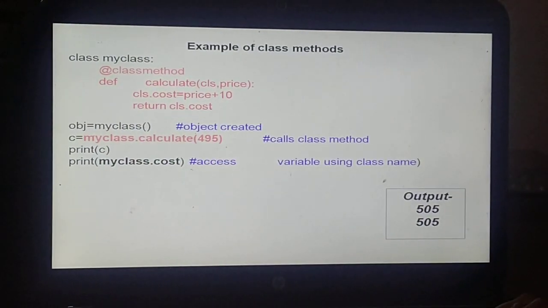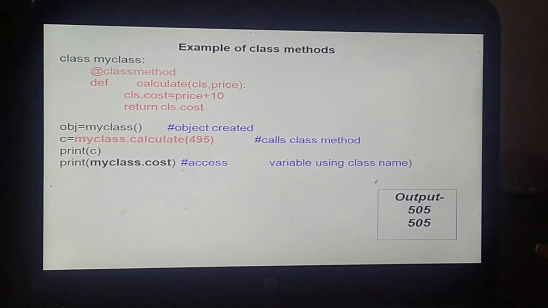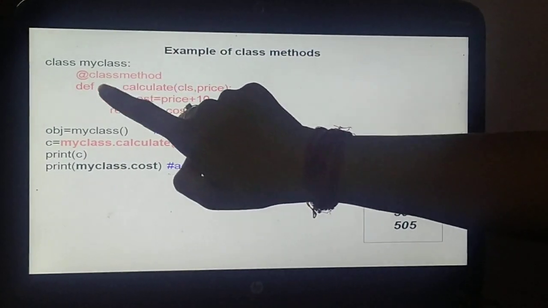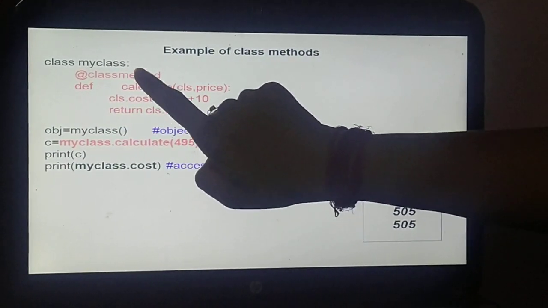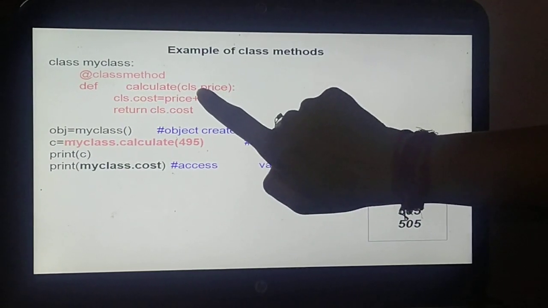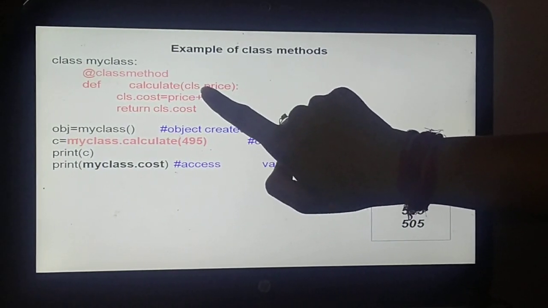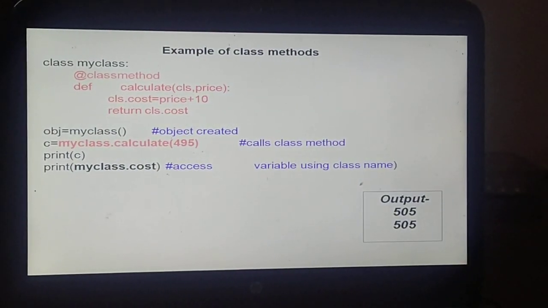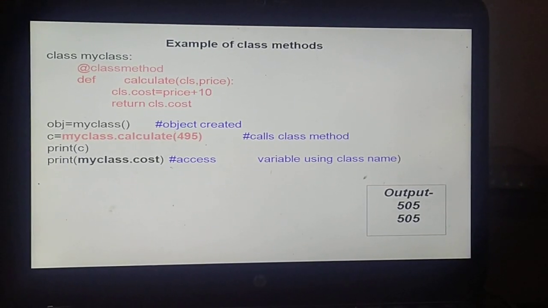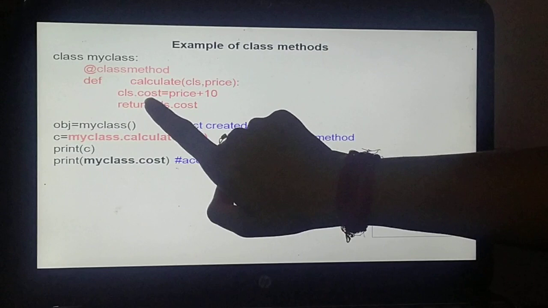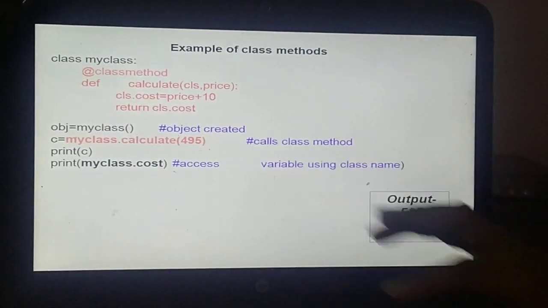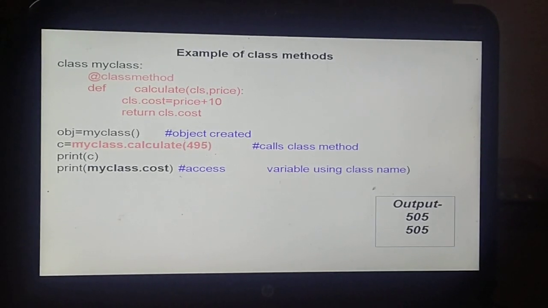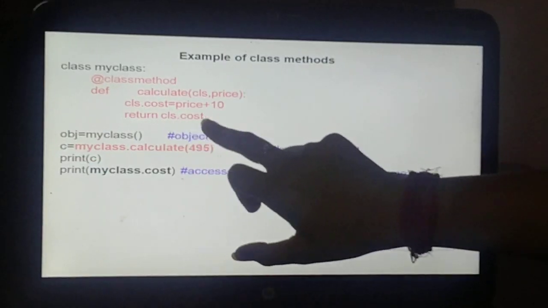Let's discuss this with a simple example. I have created a class called MyClass. Here, by using the @classmethod decorator, I have defined a method calculate, which by default becomes the class method. The first argument of this calculate method is cls by default, which is the class itself. I have taken one argument, which is price. You can define any number of arguments here. Here cls.cost is assigned price plus 10, so I have increased the price by 10 and stored it in cost, and returned cls.cost.